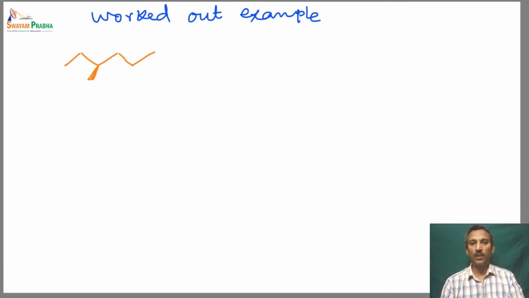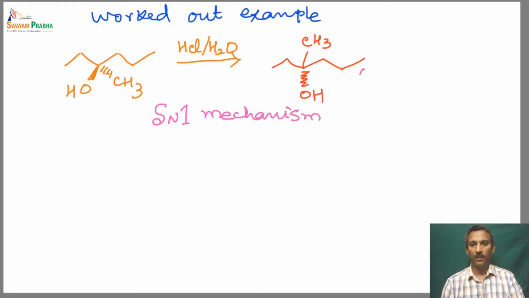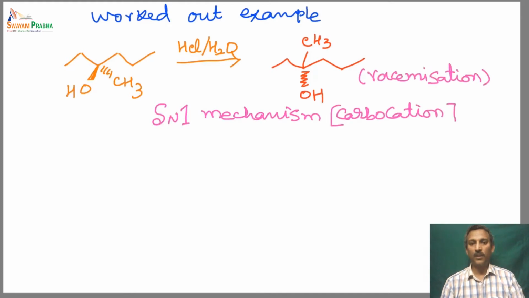Now let us look at another example. In this particular case, we have an alcohol in which a stereogenic center is present. This reacts with HCl and water. Let us see what product will be formed in this reaction. This reaction proceeds via the SN1 mechanism.